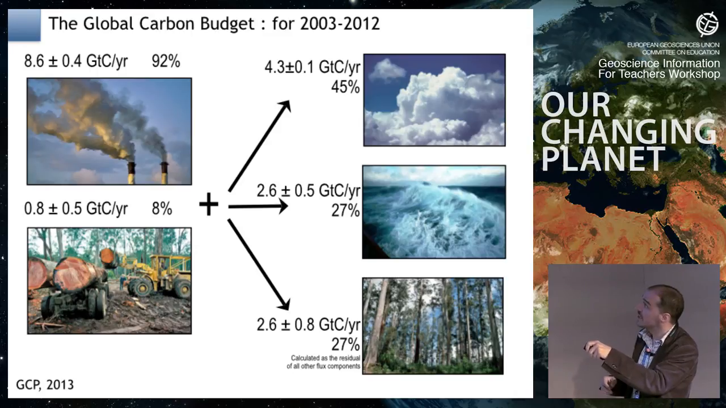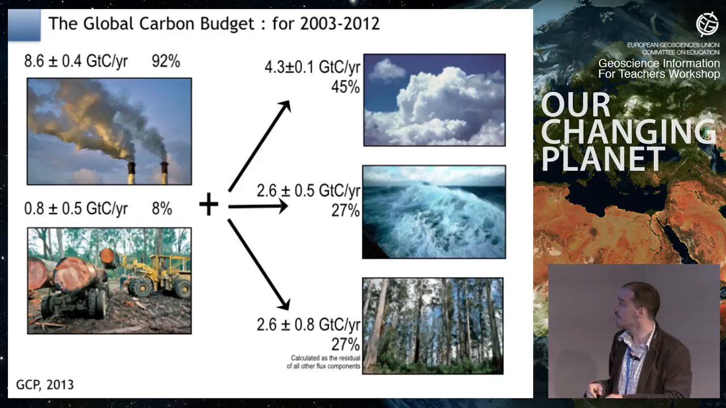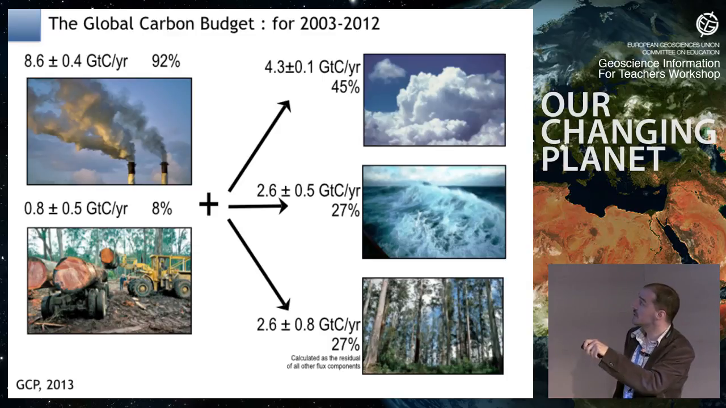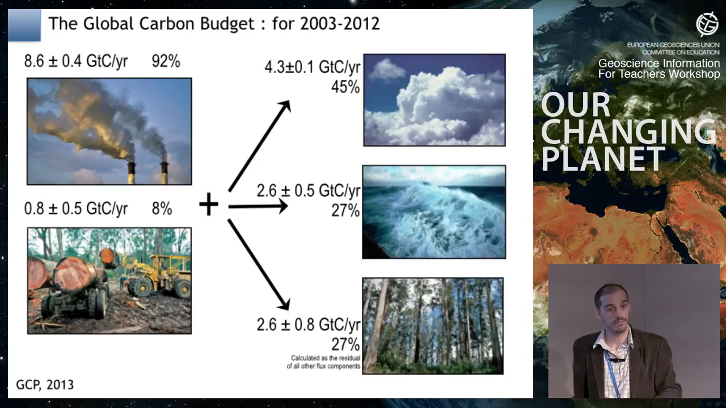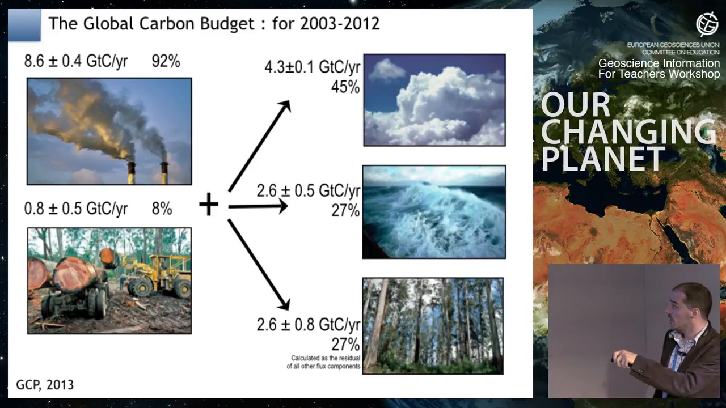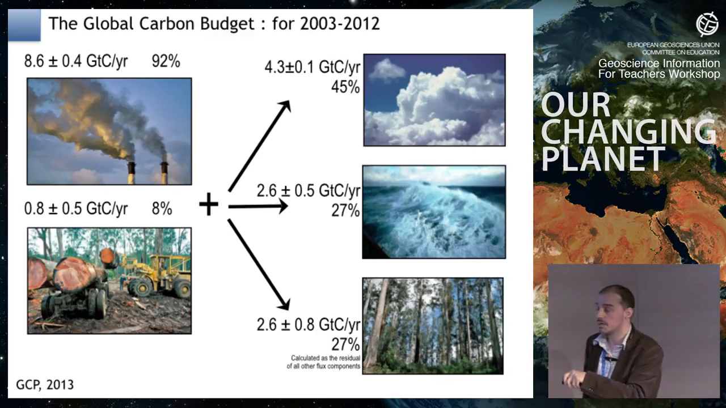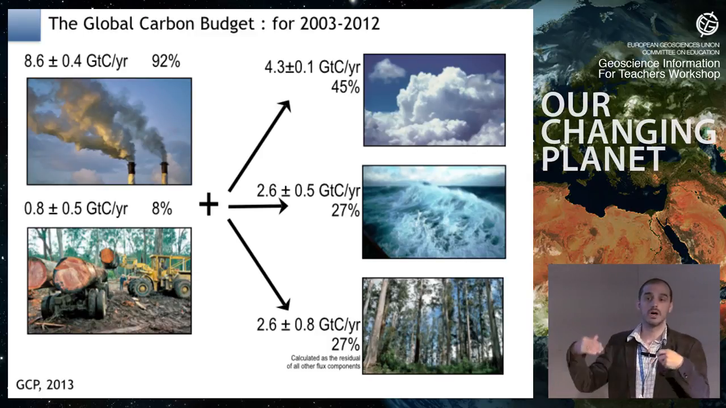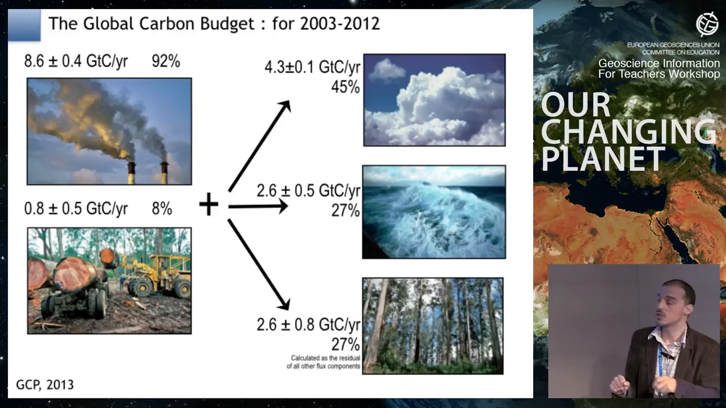So that's the budget for the last 10 years, 2012 here, also coming from the Global Carbon Project, 2013 annual budget. So you have emissions from fossil fuel combustion, almost 9 gigatons of carbon per year, 90% of the emissions. You have emissions from deforestation, less than 1, so less than 10% of the emissions. And then you have the right terms of my equations.